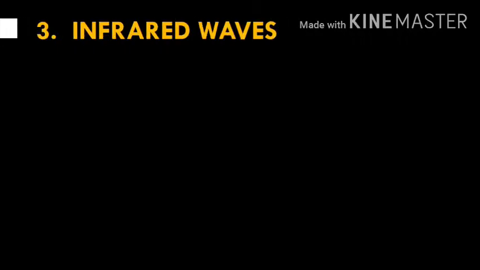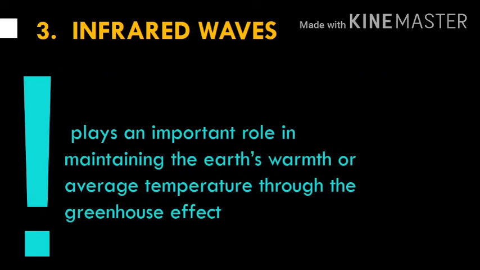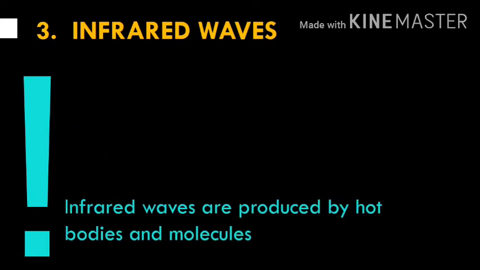Next are the infrared waves. These are rays of light that cannot be seen and that are longer than the rays that produce red light. They play an important role in maintaining the Earth's warmth or average temperature through the greenhouse effect. Infrared waves are produced by hot bodies and molecules.